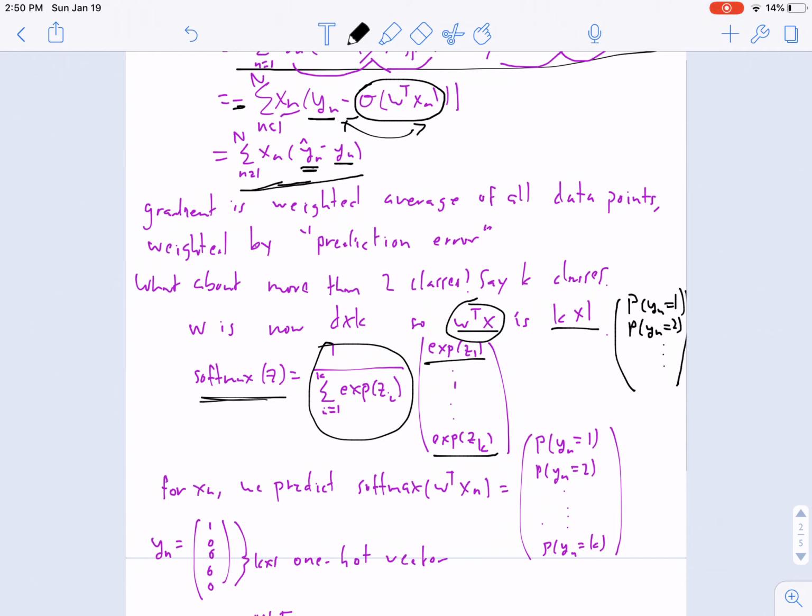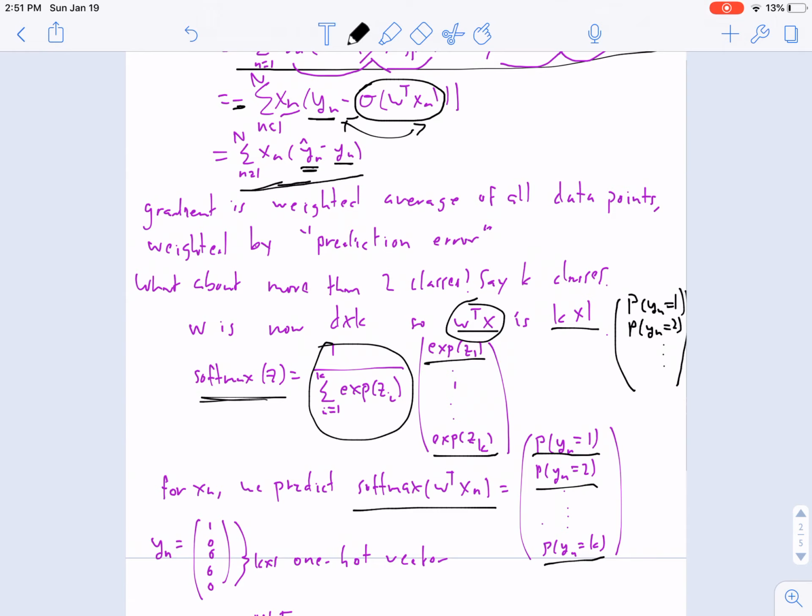So for data point xn, we'll predict softmax of wt xn, and that will give us what our model thinks is the probability that the nth point is in the first category, the second category, all the way down to the kth category.